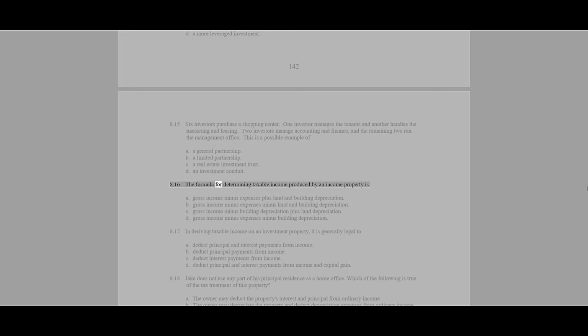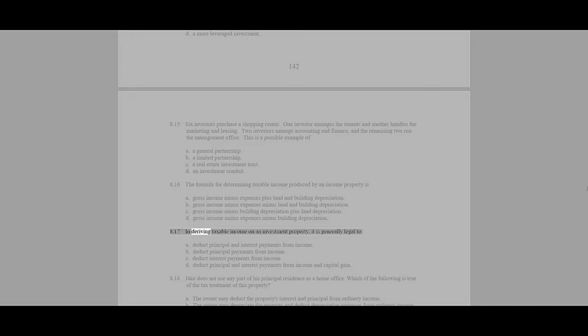8.16 The formula for determining taxable income produced by an income property is: A. gross income minus expenses plus land and building depreciation. B. gross income minus expenses minus land and building depreciation. C. gross income minus building depreciation plus land depreciation. D. gross income minus expenses minus building depreciation.